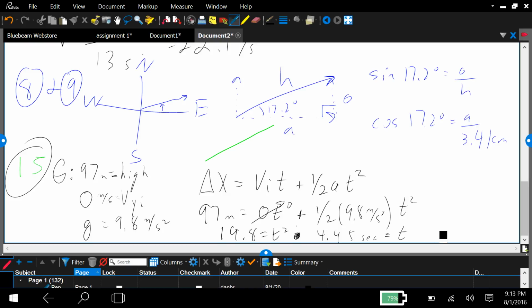Now that's very useful for us because that gives us the time for both directions, the vertical and the horizontal. And I'm almost out of room here, so I feel kind of silly. I'm getting crowded.